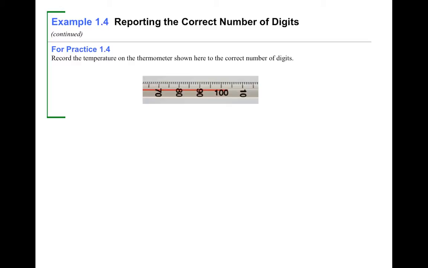The thermometer. You look at that one. Again, I'm going to say 103.1.